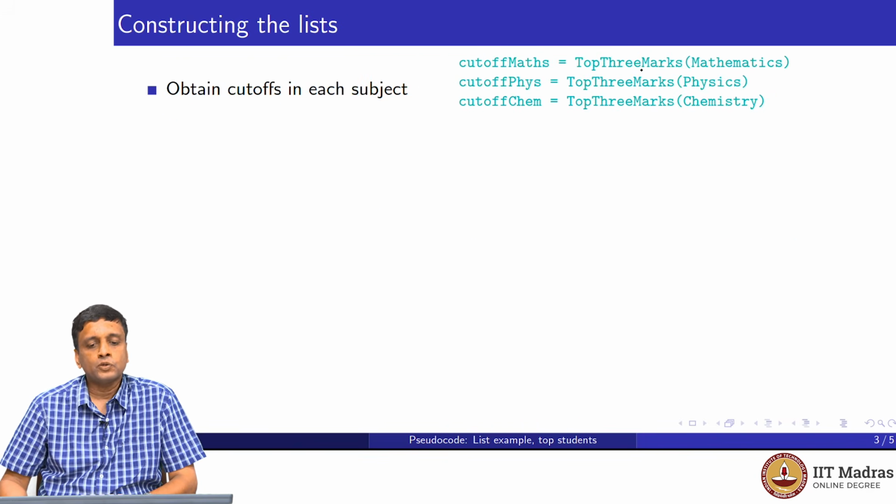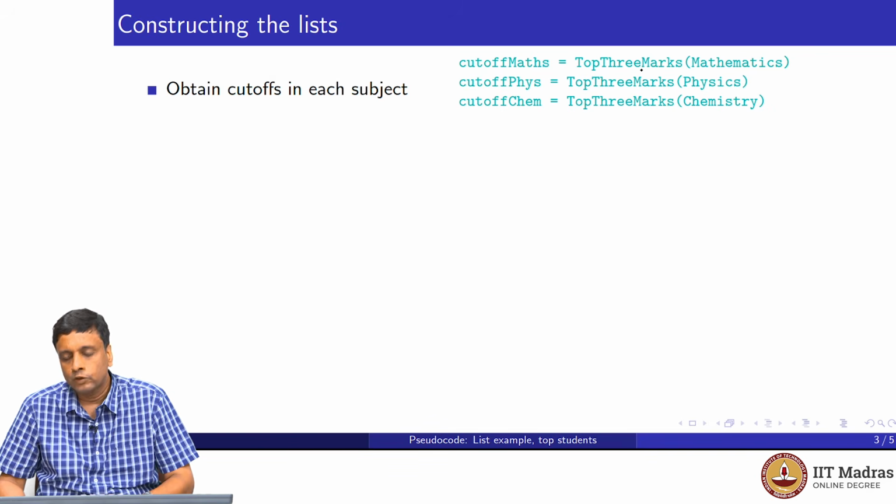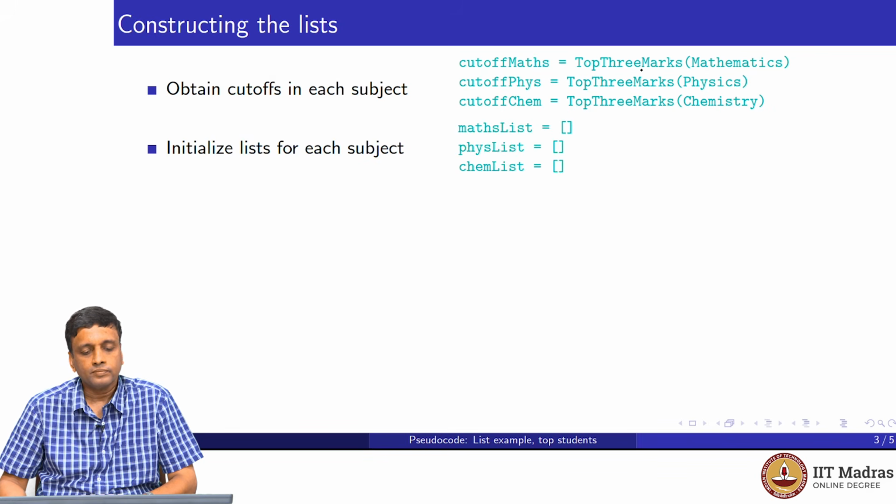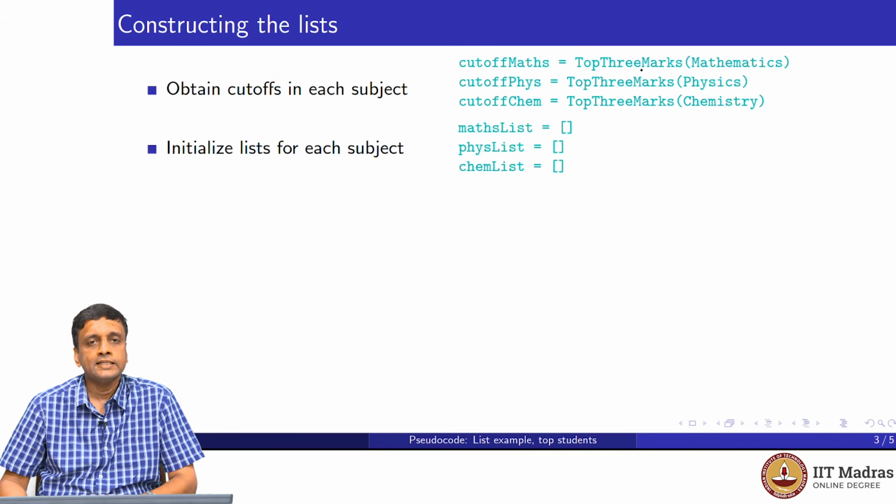So the first step is to identify what the cutoff criterion is. This we get, as we said, by calling the procedure that we just saw. We call it with mathematics, physics and chemistry, and we get the corresponding values of the cutoffs for maths, physics and chemistry. Now we want to construct these lists of students who are above the cutoffs in all these 3 subjects. So we have 3 lists, one for maths, one for physics, one for chemistry, and we initialize each of them to be empty to begin with.